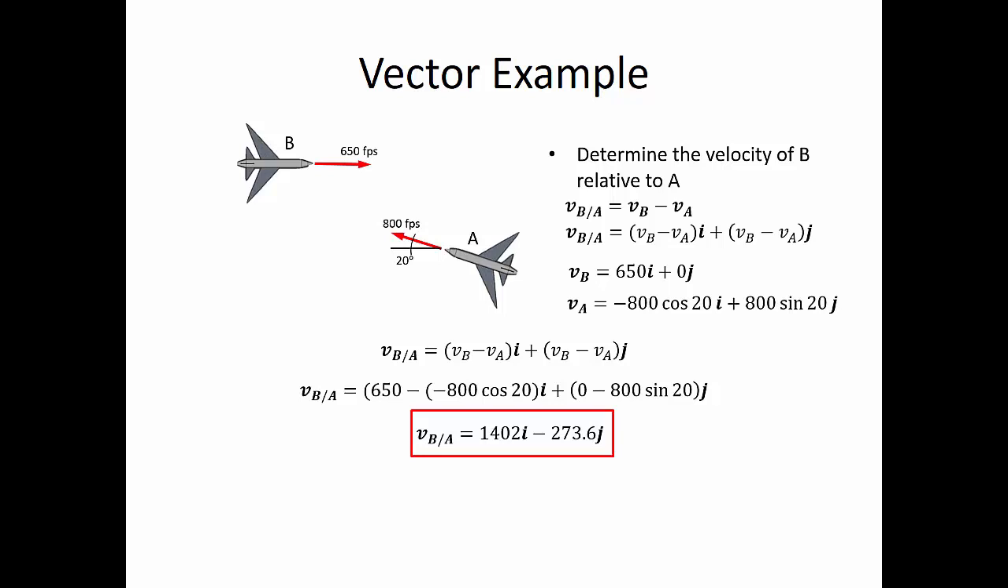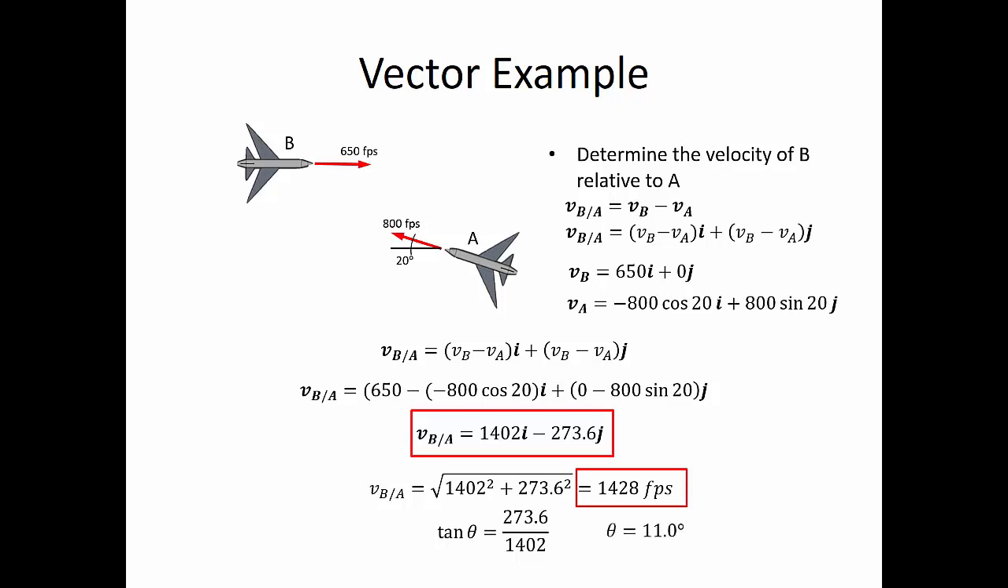However, sometimes it's convenient to see this as a magnitude and an angle. So to get the magnitude, we take the square root of the sum of the squares, which would give us 1,428 feet per second. To get the angle, we know that the tangent of an angle is equal to the opposite side over the adjacent side. In this case, it's 273 is the y component over 1,402 is the x component. Solving for theta, we get that it's traveling at an angle of 11 degrees.